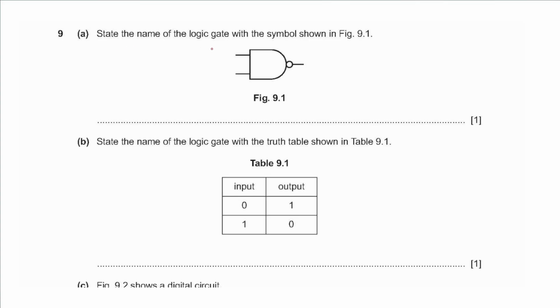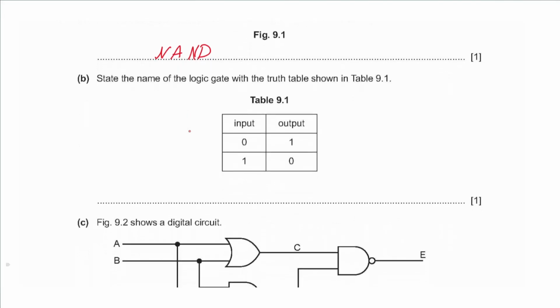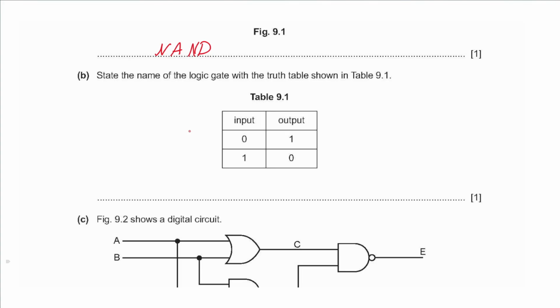Part A says state the name of the logic gate with the symbol shown in figure 9.1. This would be a NAND gate. Part B says state the name of the logic gate with the truth table shown in table 9.1. So 0 changes into 1 and 1 changes into 0. So we are basically reversing the input. So it's a NOT gate.